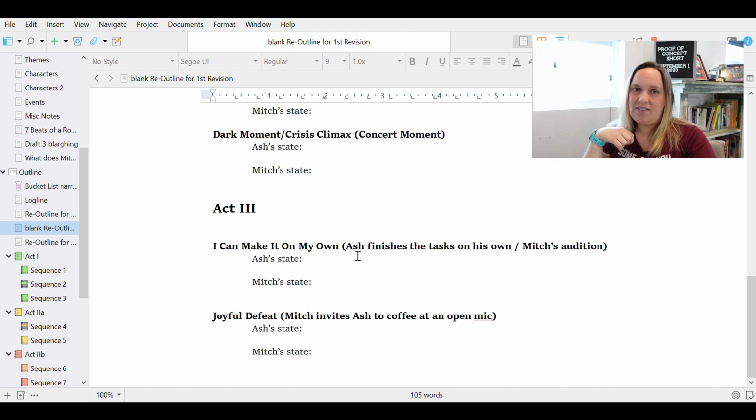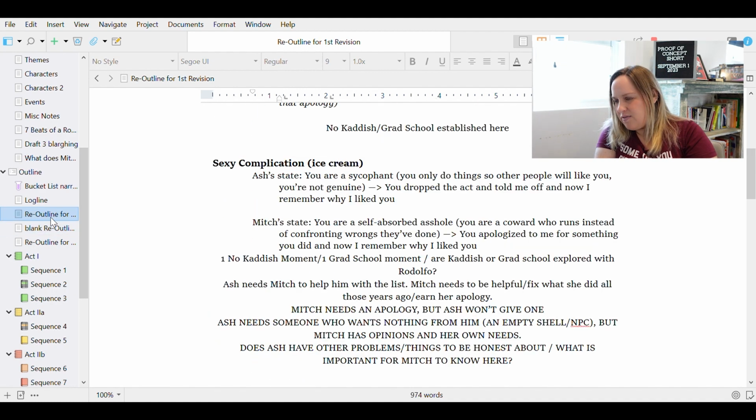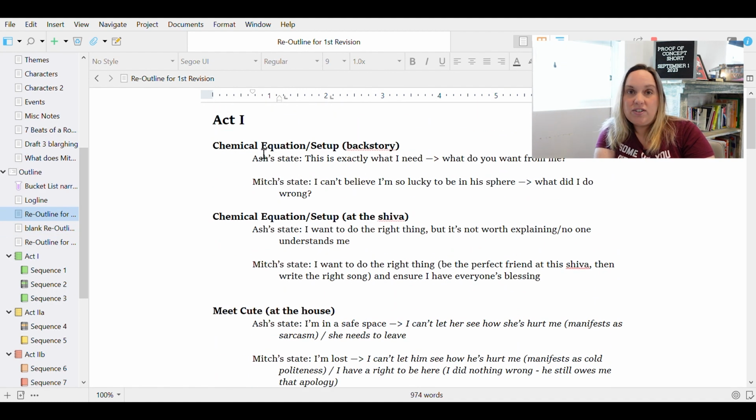Ash finishes his tasks and Mitch has an audition for a record producer. And then the joyful defeat is a few months later. Mitch invites Ash to a coffee at an open mic. So that's how everything went for the outline for first revision. And I re-outlined and I had all of these like Ash's state, Mitch's state. You know, I went really into their mindset and was really focused on their characters for this first revision.